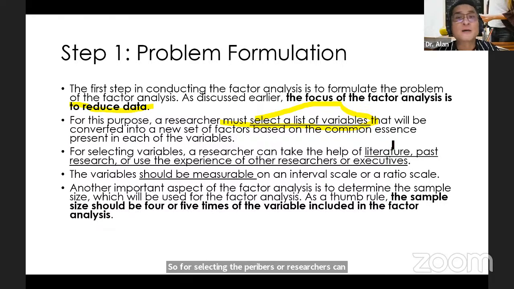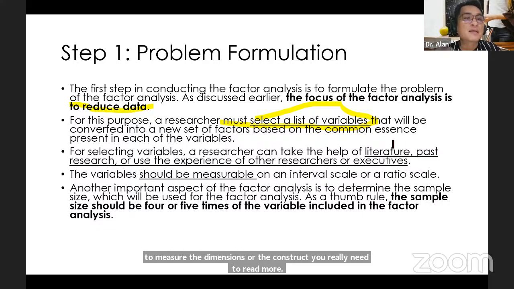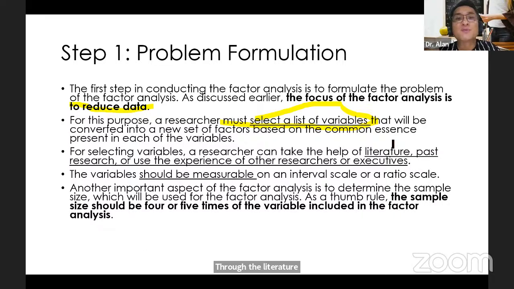As I mentioned just now, you want to find the groups of items that are able to measure the dimensions or the constructs. You really need to read more through the literature review, the past research, or use the experience of other researchers, helping you to identify the good items that are able to represent it. And then the variables should be measurable on an interval scale or a ratio scale.